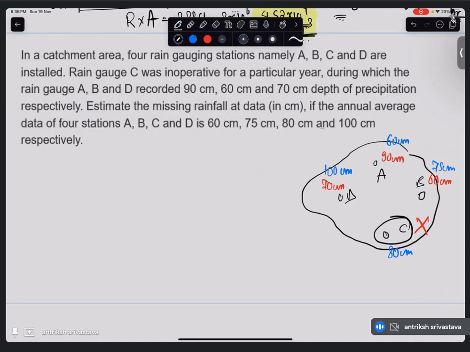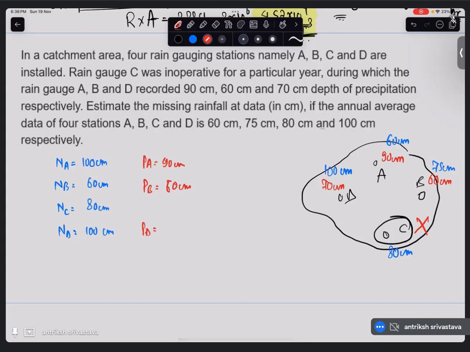So that it is easier to remember, these values are written like this. NA is 100 centimeters. NB is 60 centimeters. According to the book notation I am writing here, NC is 80 centimeters, and ND is 100 centimeters. PA is 90 centimeters. PB is 60 centimeters. PD is 70 centimeters, and PC is asked of us.